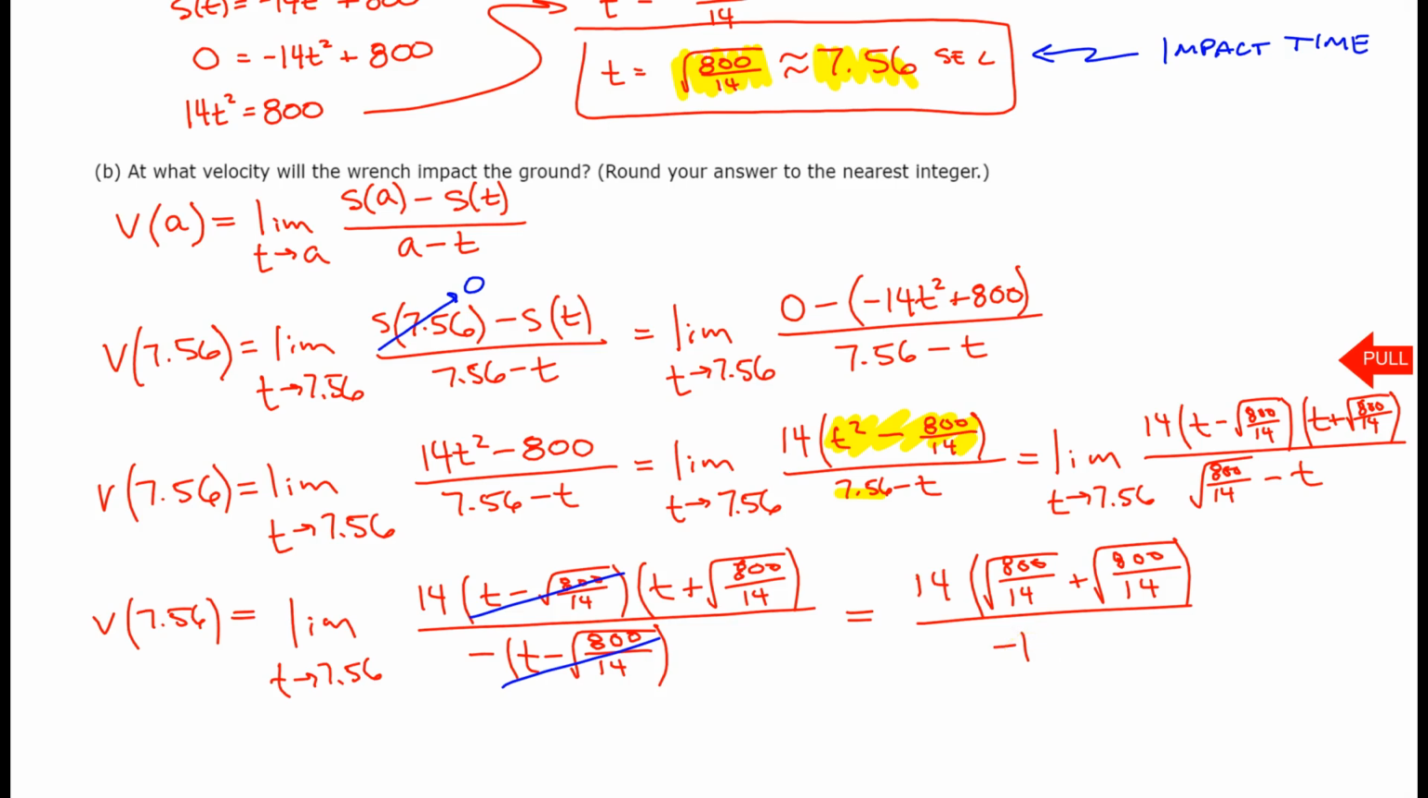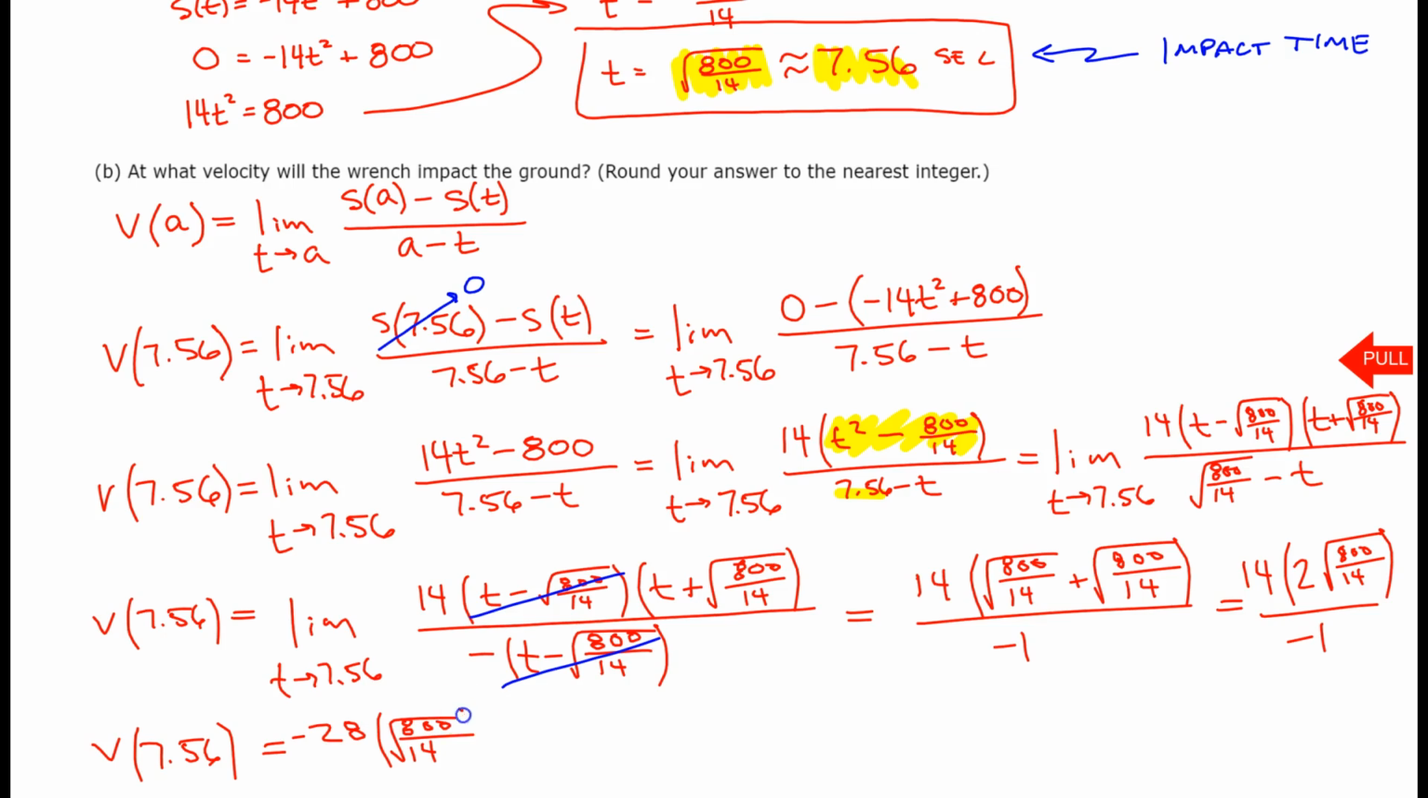So let's see what we got here. I have the square root of 800 times the square root of 800. Oh, I'm sorry, those are added. I can't multiply. So I have 14 out here, and then I have 2 times the square root of 800 over 14, because that value is added to itself. I divide that by -1. That gives me the following. I have 14 times 2, that's 28. I'm dividing by -1, so I'm just going to throw that negative sign up there. And then I have the square root of 800 over 14.